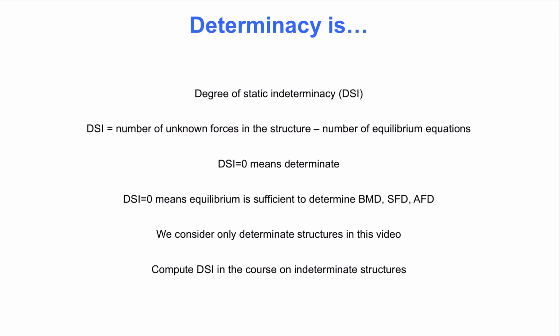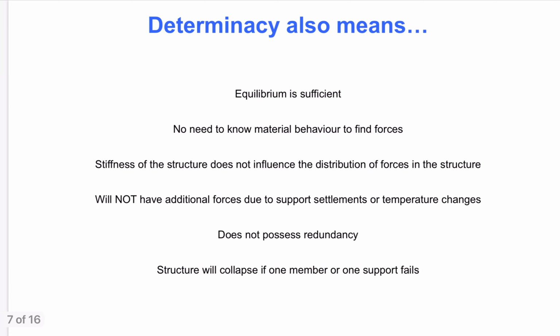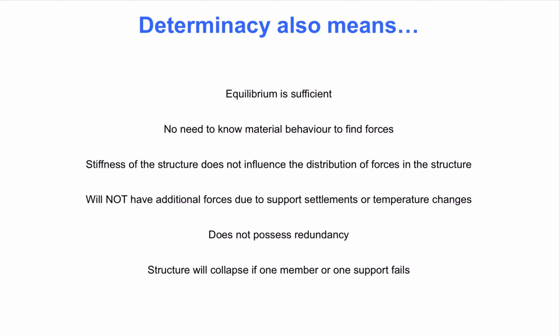One implication is that a degree of static indeterminacy equal to 0 means that the structure is determinate. In other words, a 0 degree of indeterminacy means that we have a sufficient number of equilibrium equations available to determine all the internal forces in the structure. In this video, we consider only determinate structures. In another course on indeterminate structures, we get into the details of calculating the degree of indeterminacy for specific structures. That said, the next slide summarizes some important properties of determinate structures.